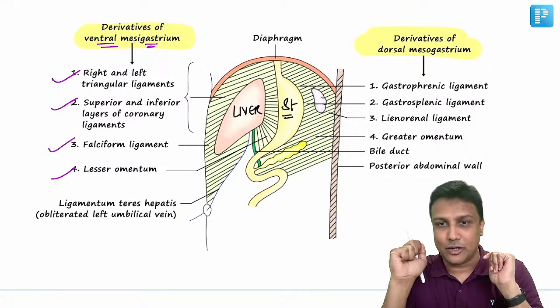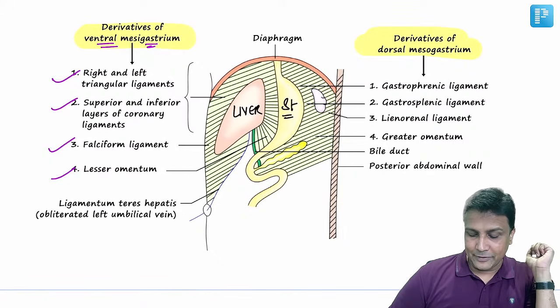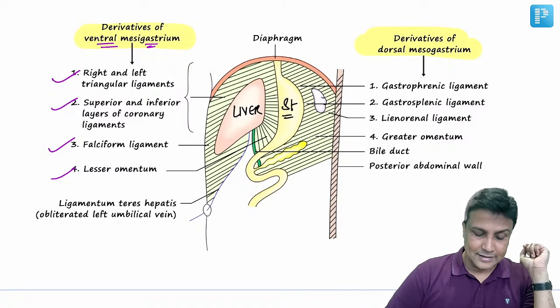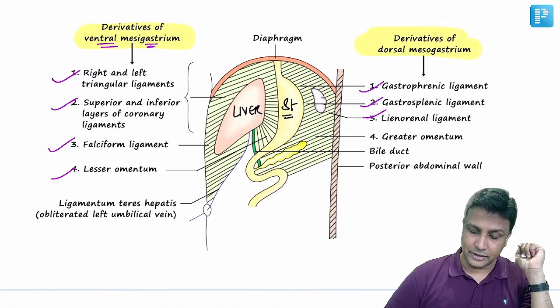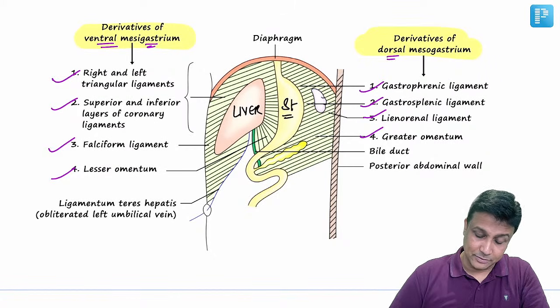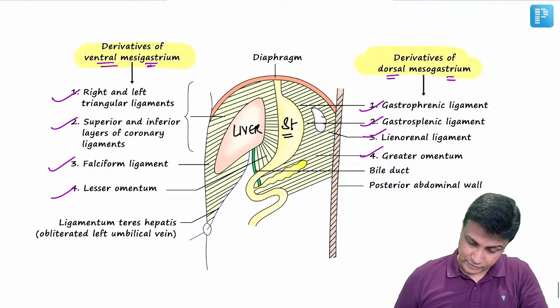And now welcome to the dorsal mesentery. In the dorsal mesentery you can very clearly see there is a ligament between the stomach and the diaphragm: the gastrophrenic ligament, the gastrosplenic ligament, the splenorenal ligament, and then the greater curvature is attached to what? The greater omentum. All these ligaments are derived from the dorsal mesentery, the dorsal mesogastrium, and that has also been asked in your exam many times. So please take care of this.